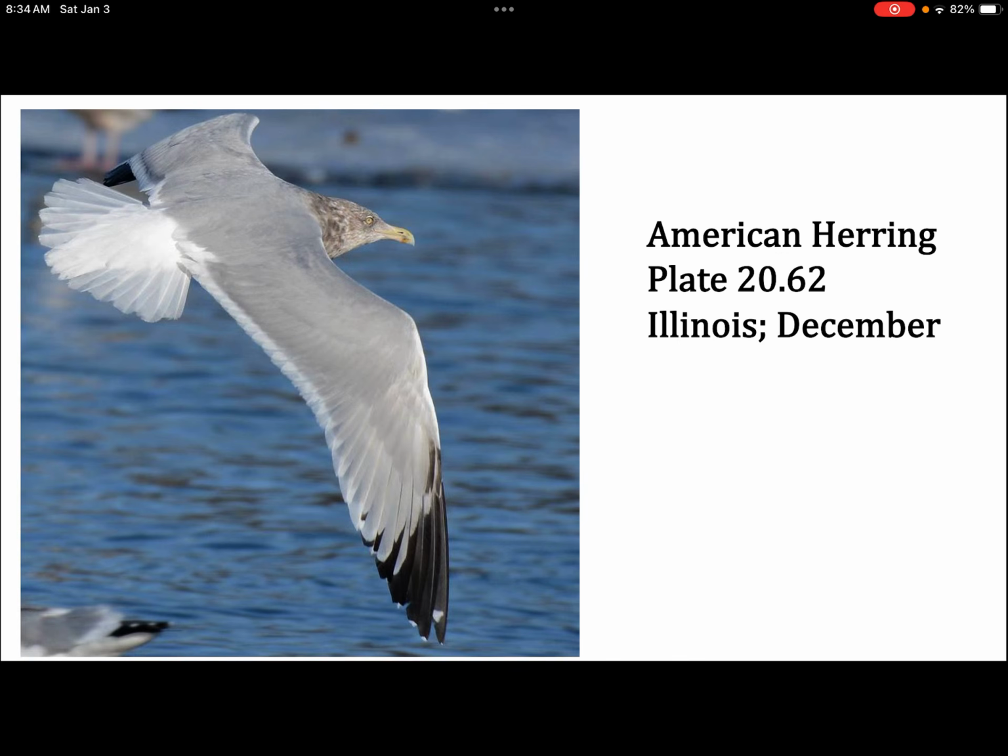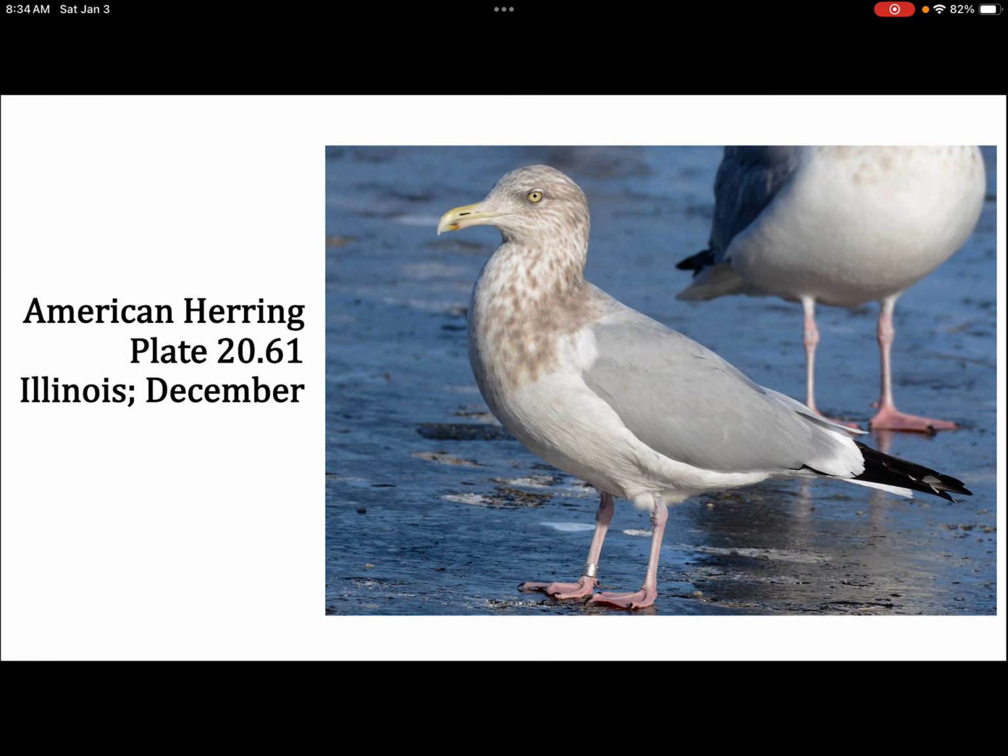So here's a known age American herring gull. I won't tell you the age of this bird, but it is in the Gull Guide in 2062. I was very lucky to get a full set of photos of this bird, upper wing, under wing, perched, band number. It is, in fact, a 4th cycle proper. So we don't even have to call it a type. We know this bird is a fourth cycle.